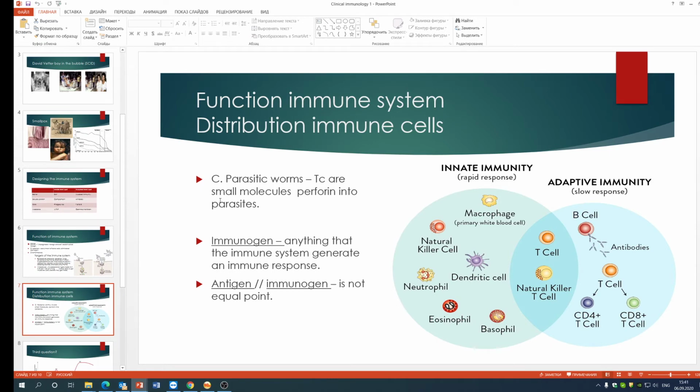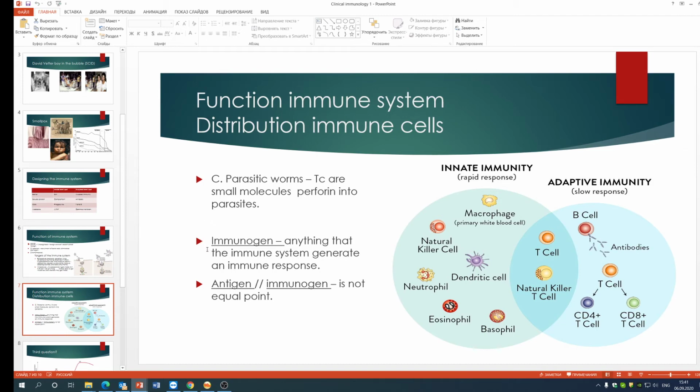And finally, parasites, such as worms. T cells release small molecules performed into the parasites, but the parasites are laughing like, you know, give me a break. Is that the best you can do?